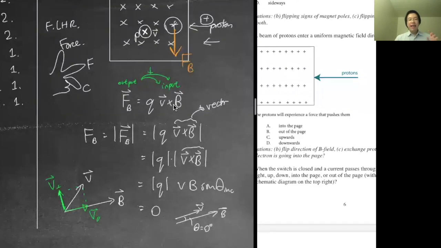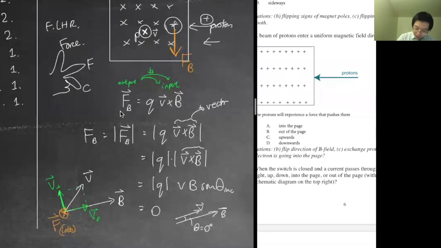As a result, if the inputs V and B lie on the screen, there are only two options for F. It either comes out or goes in. Your thumb will point either out of the screen or into the screen. Just see which way makes it easier for your right hand to wrap from V to B. From V to B, it's going in, so the force is going to point into the page.